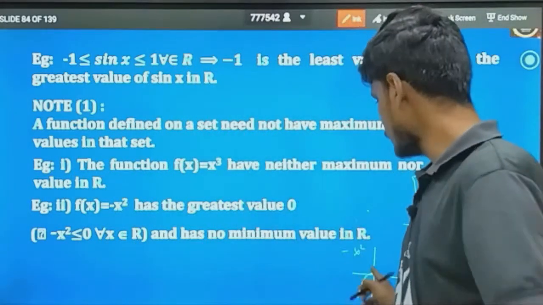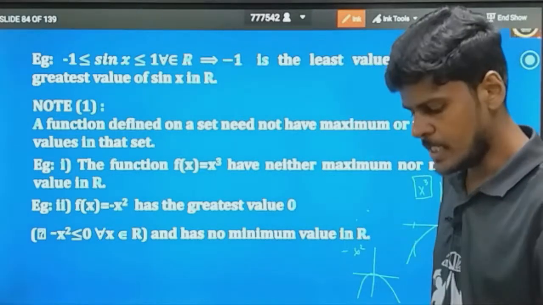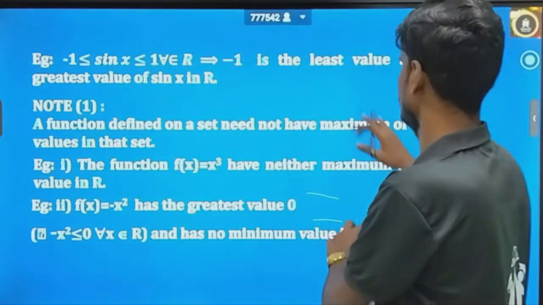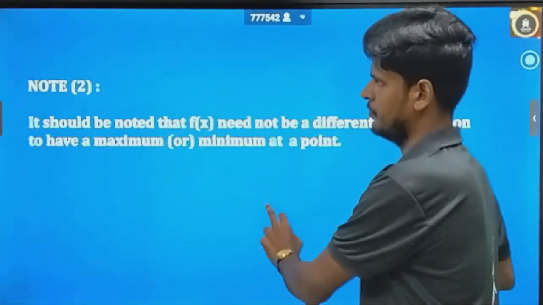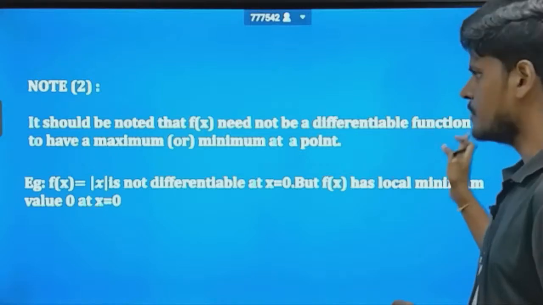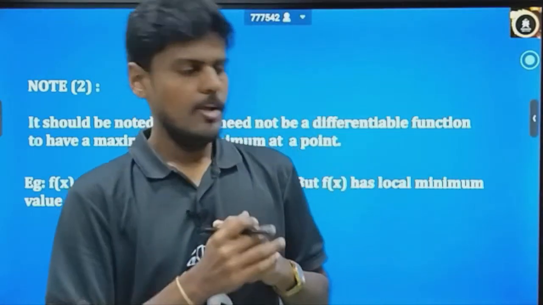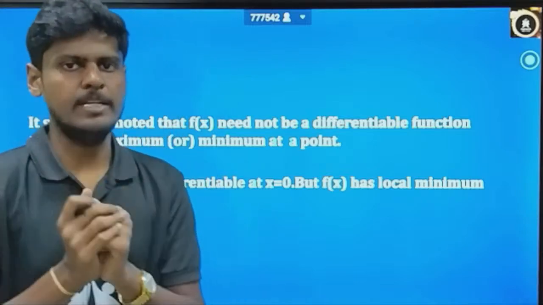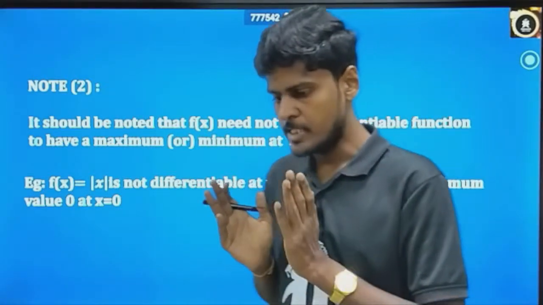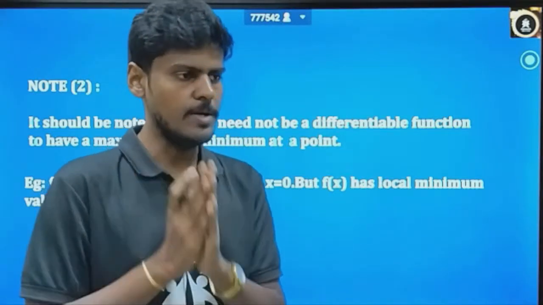Similarly, when we consider f of x equal to x square, its minimum value will be 0 and maximum value is undefined. Sorry. Next is: a function need not be differentiable to have a maximum or minimum value. A function need not even be continuous to have a maximum or minimum value. For some functions, we just need to see the basic definition of maxima or minima.